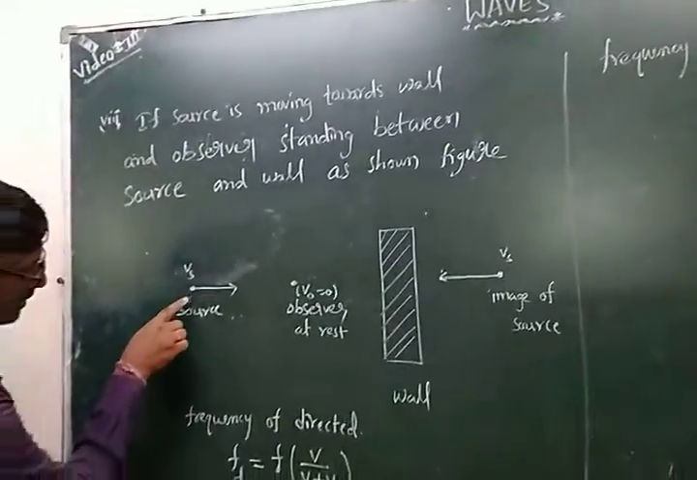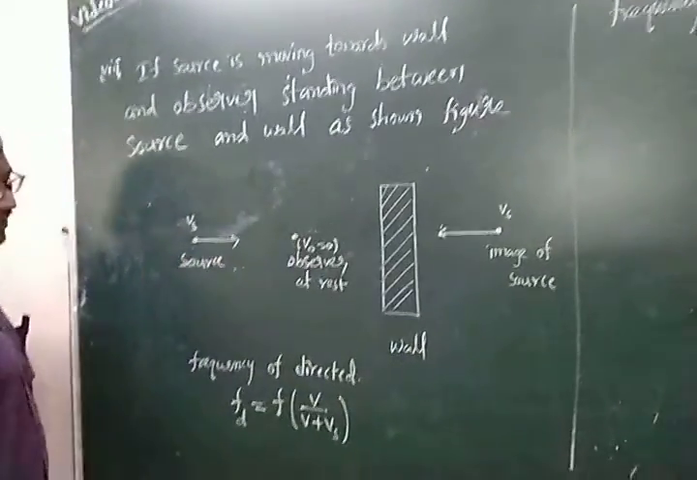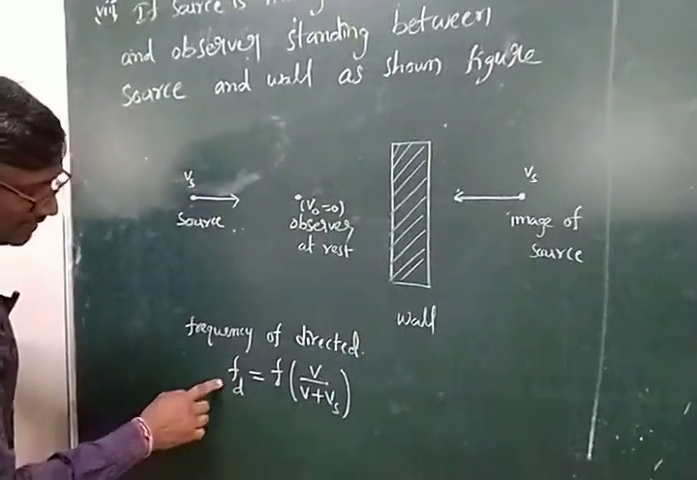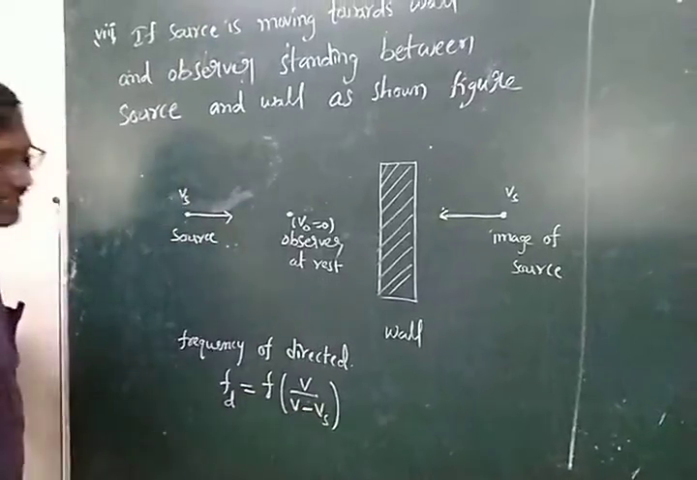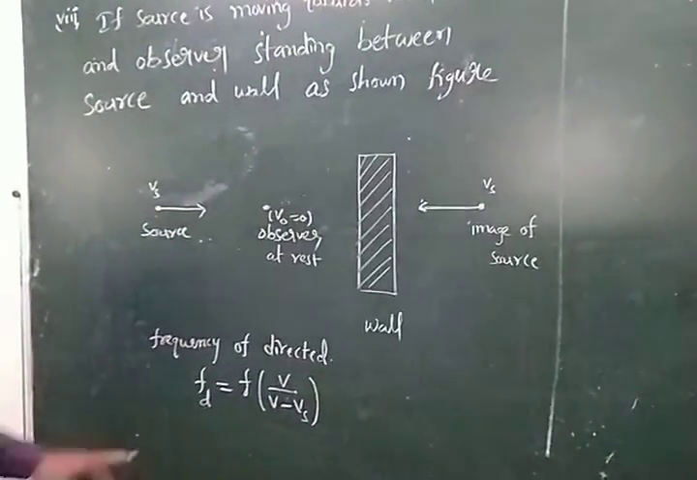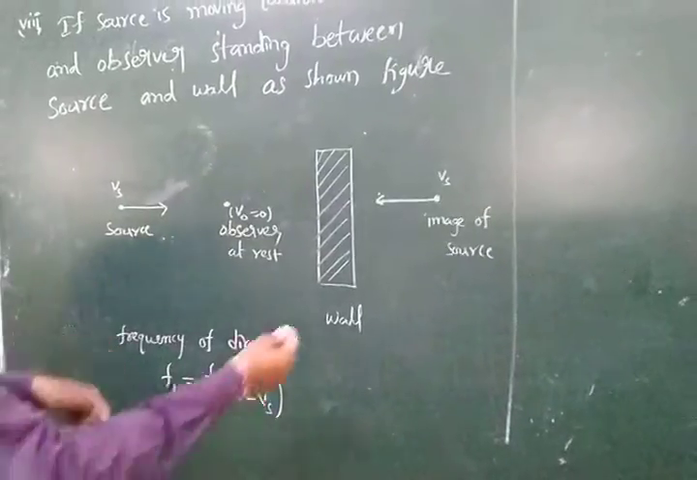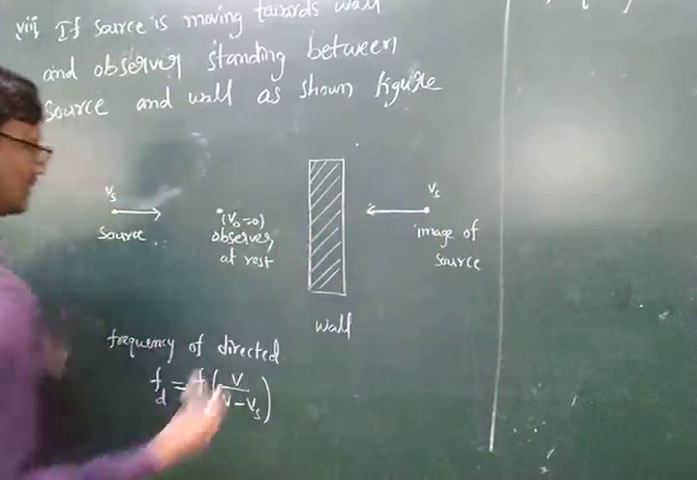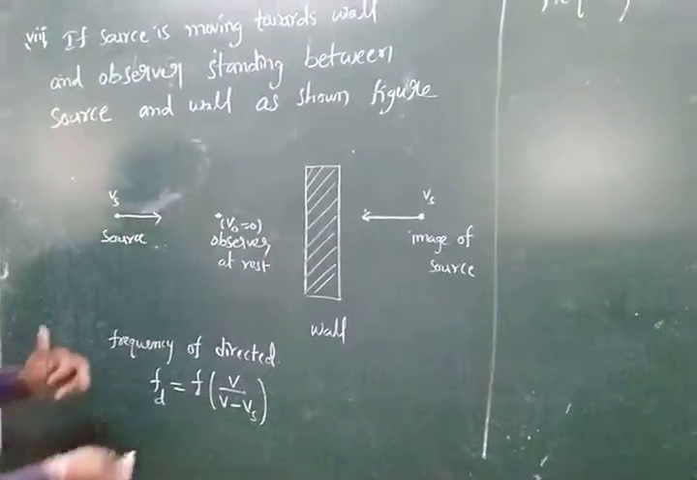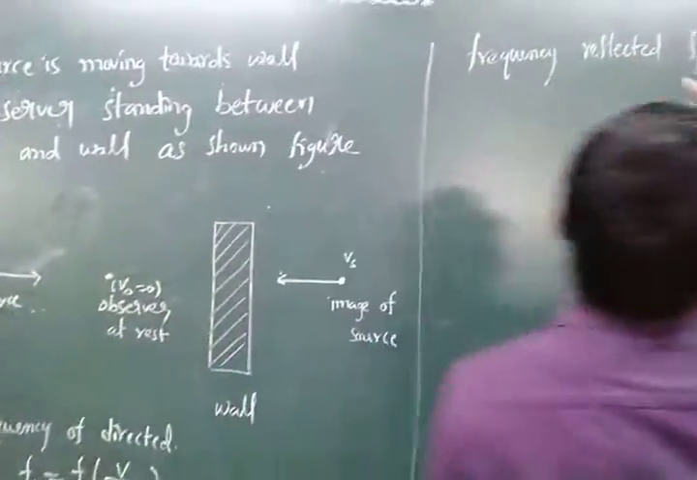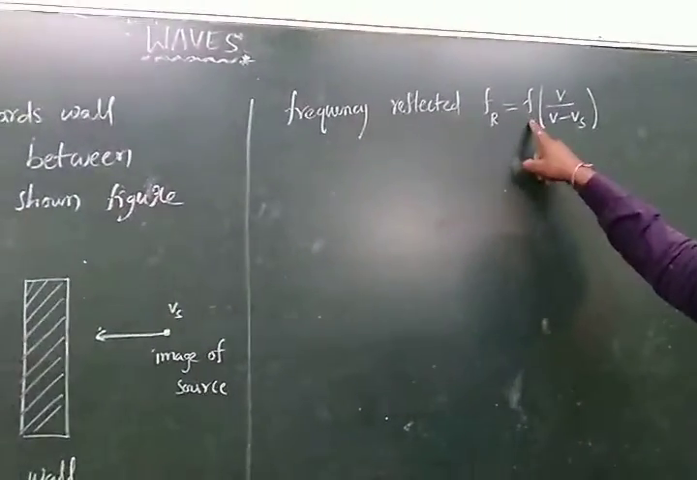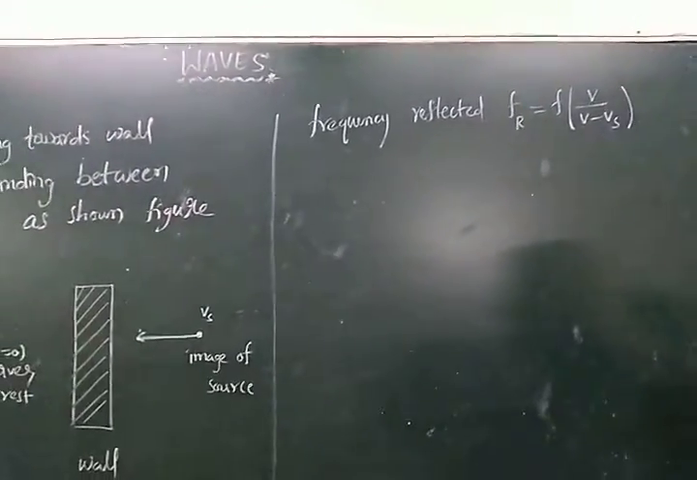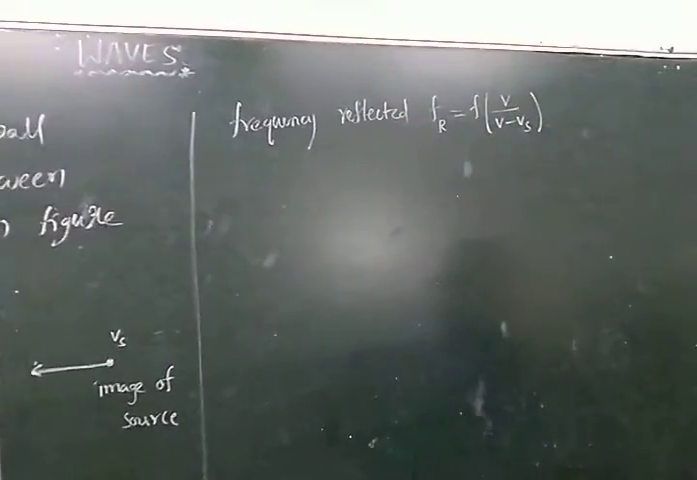Now the source moves toward the observer, so the frequency of direct Fd is F into V by V minus Vs. The reflected sound also moves towards the observer, so the frequency of the reflected wave is also Fr equal to F into V by V minus Vs. In both conditions the two sound waves are moving towards the observer.